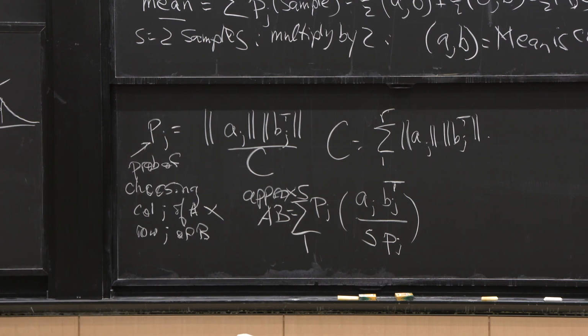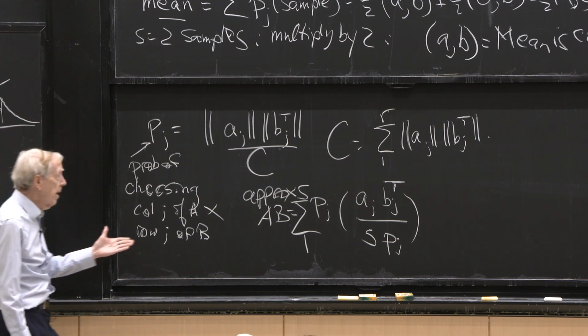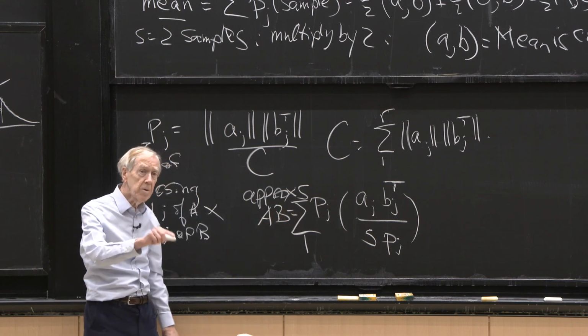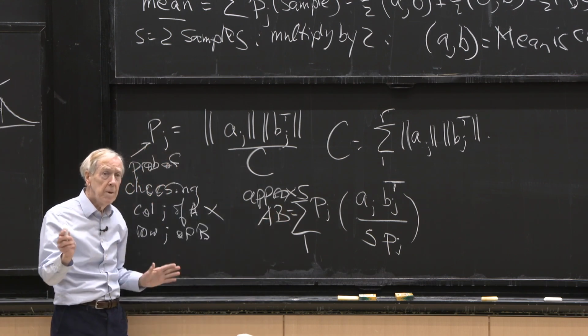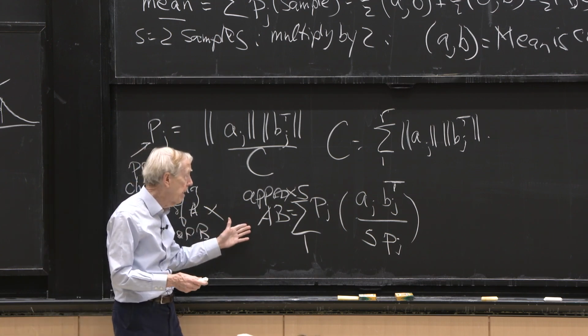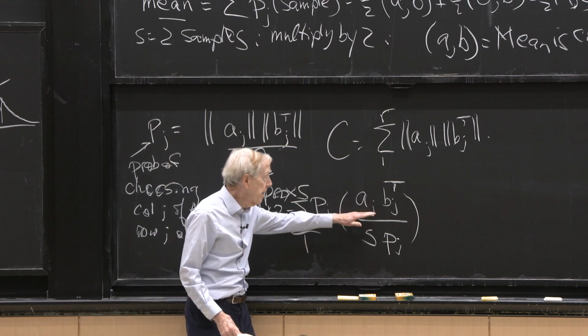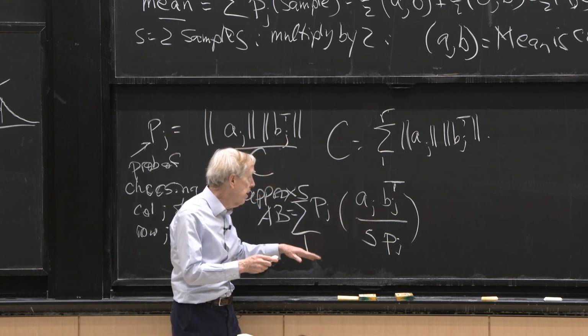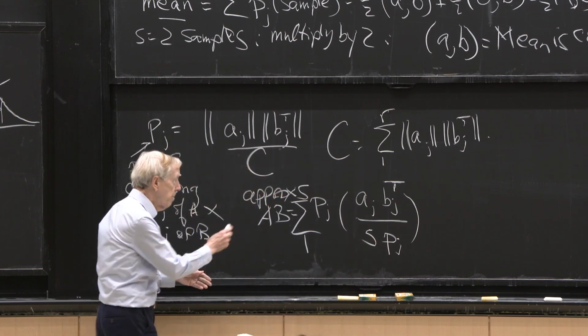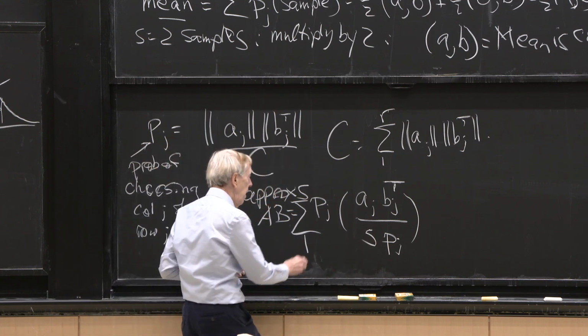Are you with me? Let me just repeat. I'm trying to multiply AB. Each sample is just a single column times row. So it's way wrong, it's just a tiny piece of AB. But I take that sample with probability Pj, and I divide it by S Pj, so that the Pjs cancel here.